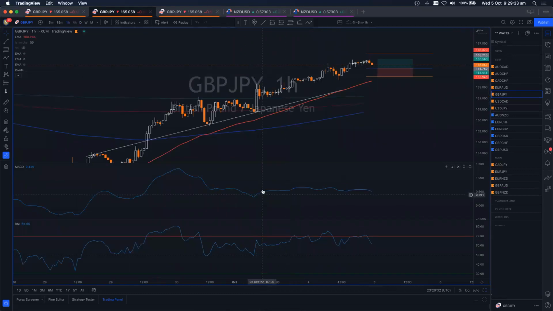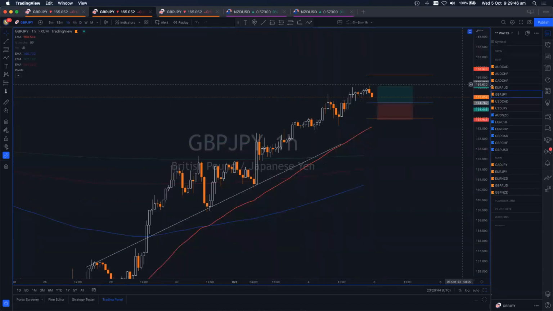MACD is suggesting, yeah, momentum is waning. The last one is definitely lower. So again, I will not be jumping on that one, but it is possible. I don't think I'd recommend that one. Okay, dollar CAD.